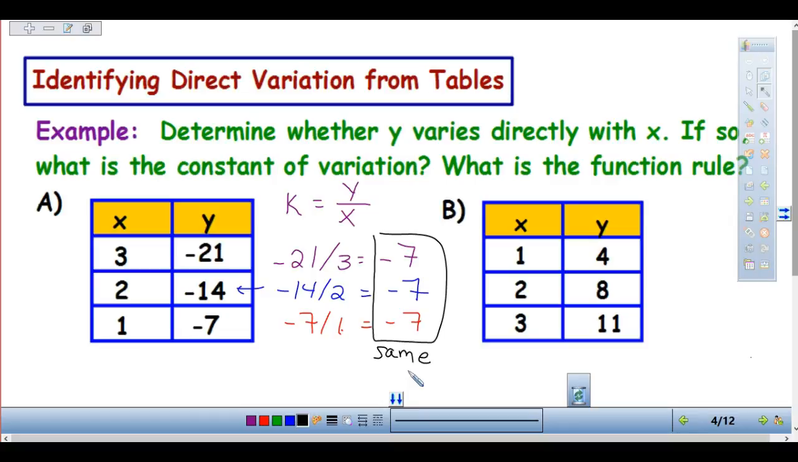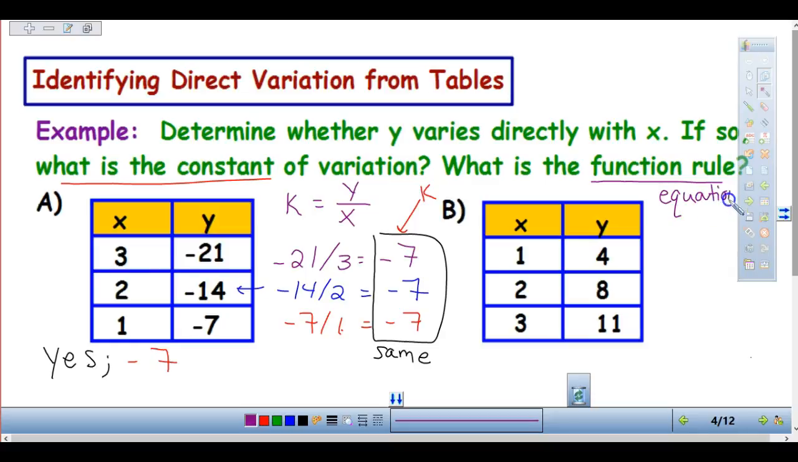So the first one, determine whether y varies directly with x. Yes, it does. Second sentence says, okay, if it is, what's the constant? Well, what do we get for the constant? Negative 7. Okay, this right here we found was k, our constant. The last sentence then asks, what's the function rule? What's another word for function rule? Equation.